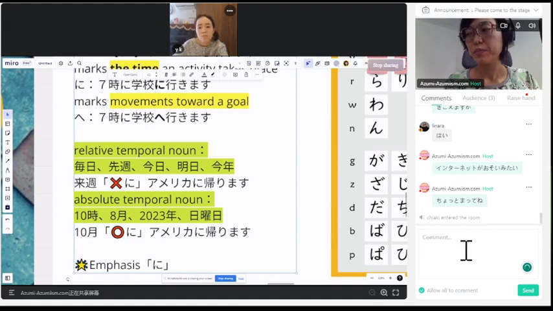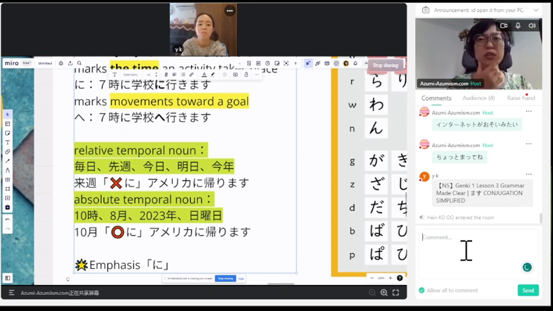Ni doesn't attach for times of day, like morning or evening, 朝、午後, stuff like that. But for the weekend, 週末, you can use ni, but you don't have to. It's optional. Ni will make it more forceful, more emphasized. So time plus ni plus verb, but the ni is optional. So, 朝にコーヒーを飲みます. I will drink coffee in the morning.